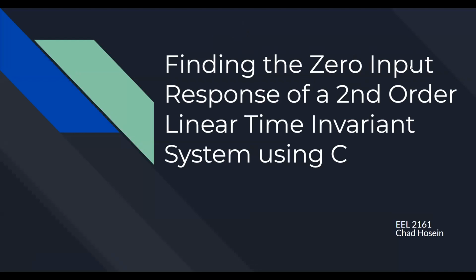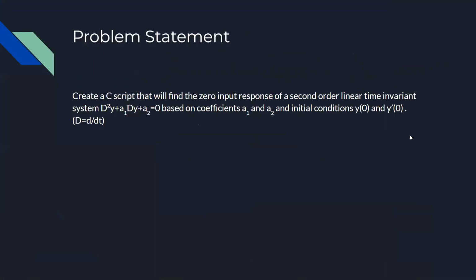My name is Chad Hosein, and this is my project for EEL 2161, finding the zero input response of a second order linear time invariant system using C. The problem statement was defined to create a C script that would find the zero input response of a second order linear time invariant system, d2y plus a1 dy plus a2 equals 0, based on coefficients a1 and a2 and initial conditions y of 0 and y dash of 0.